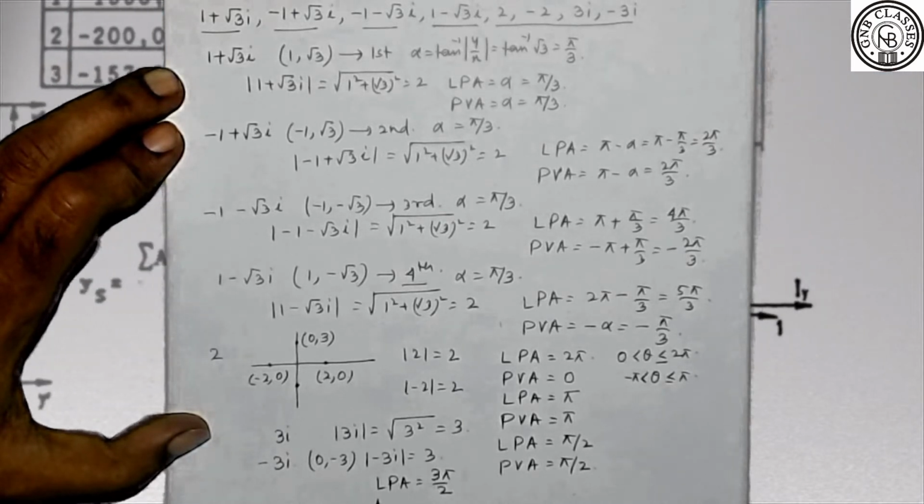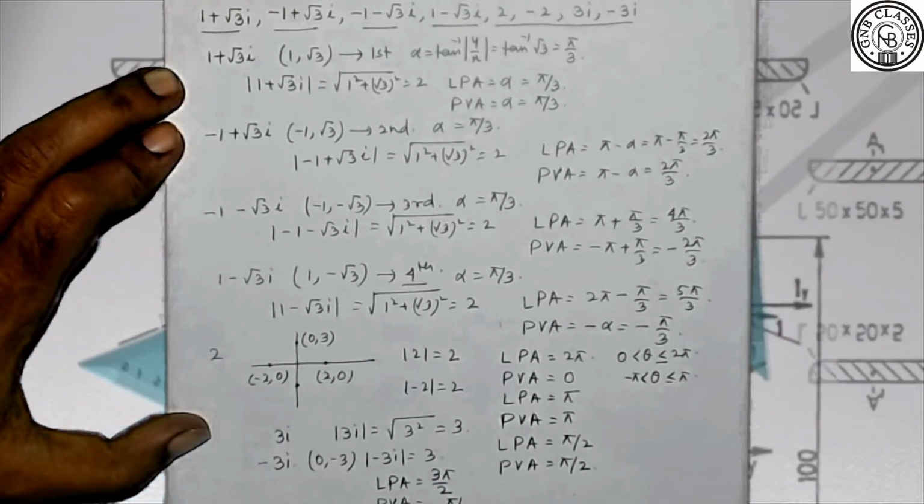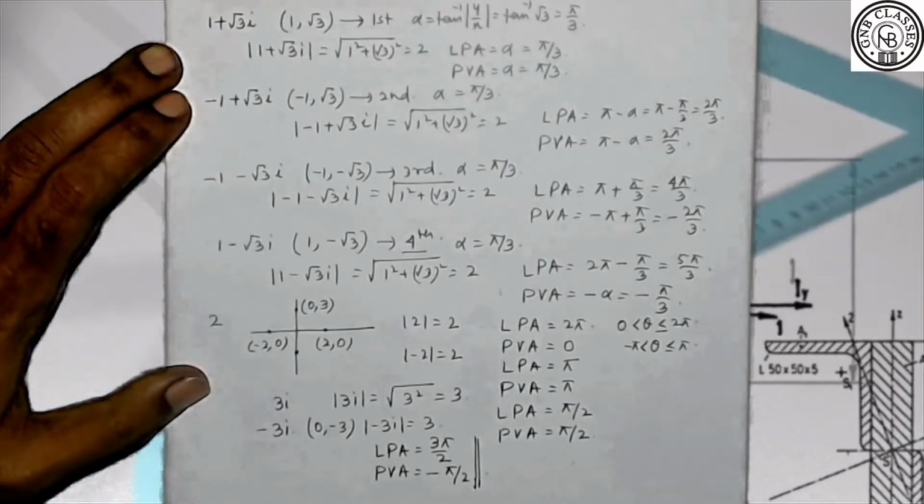But principal value argument will be minus pi by 2. Careful about it. Have you understood?